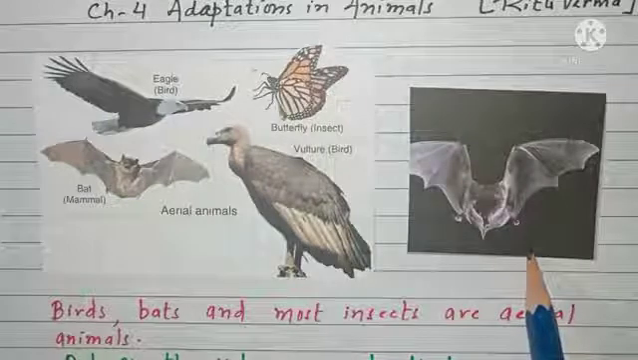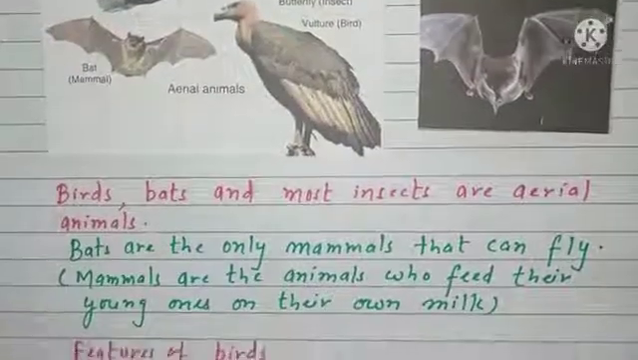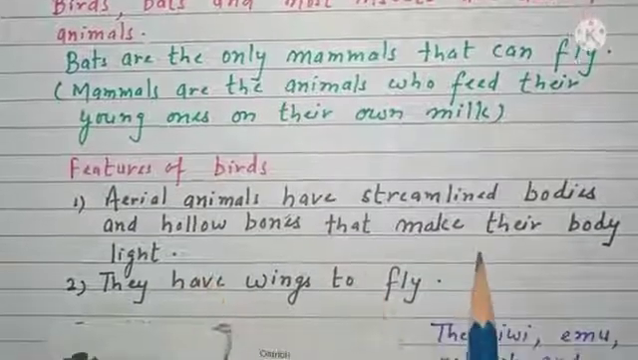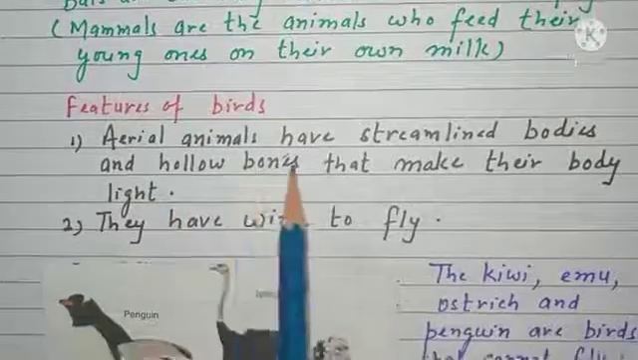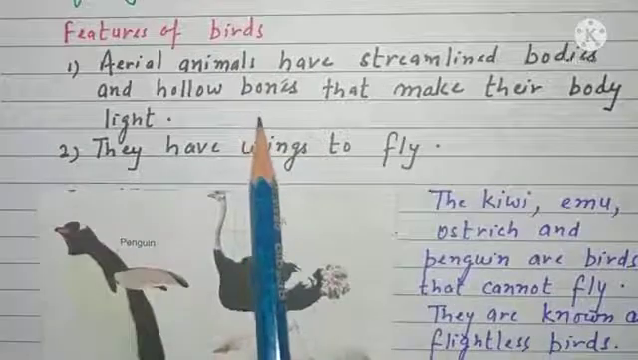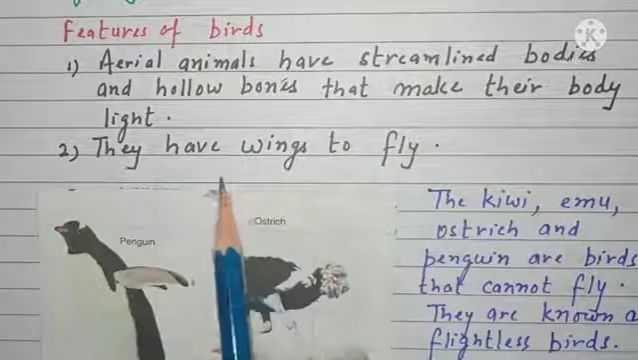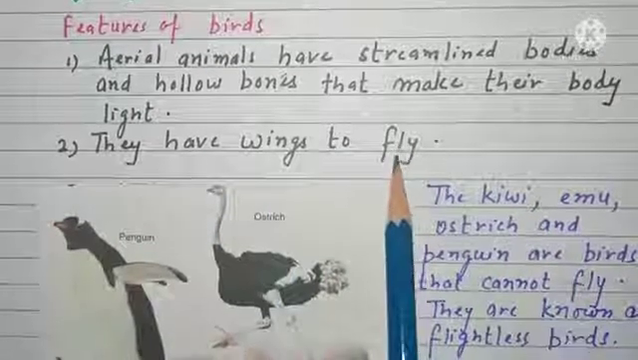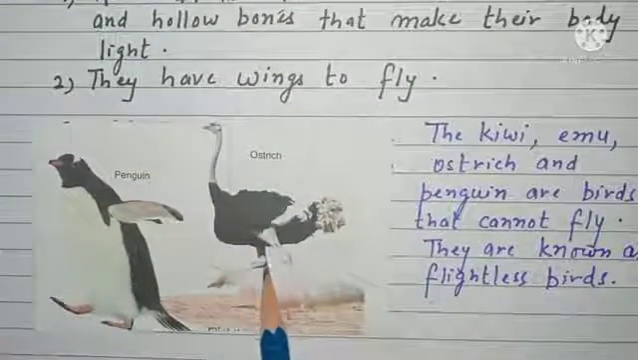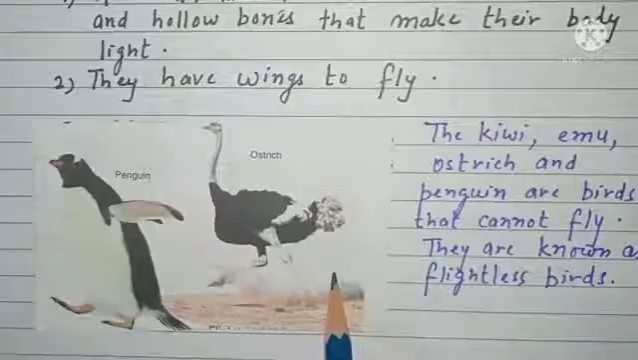So, discussing now the features of the birds. Aerial animals have streamlined bodies and hollow bones that make their body light. So children, aerial animals also have streamlined bodies as the aquatic animals, and they have hollow bones, that is hollow from inside, empty from inside, which is making their body light. And they have wings to fly. There are some birds such as ostrich, penguin, kiwi, emu. These birds cannot fly. Such birds are called flightless birds.